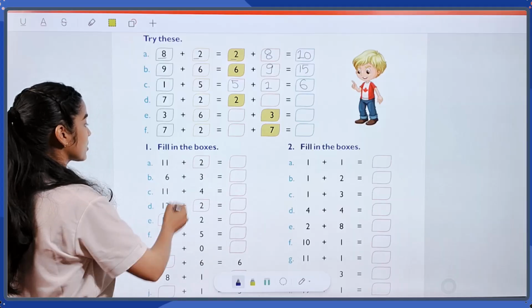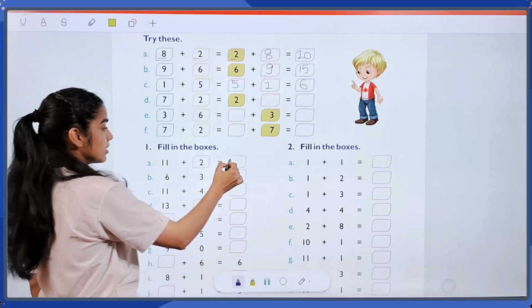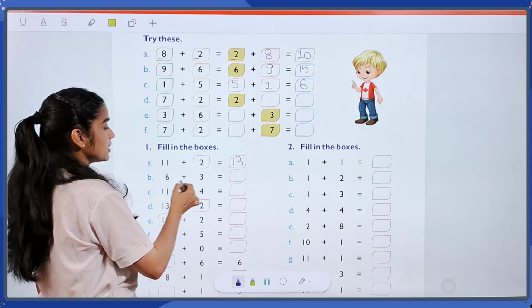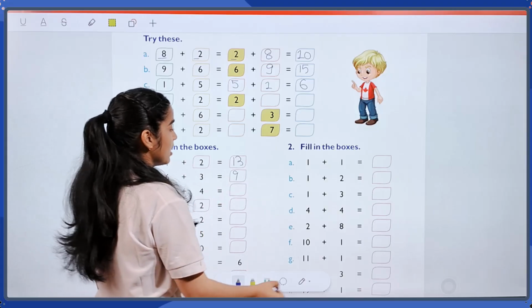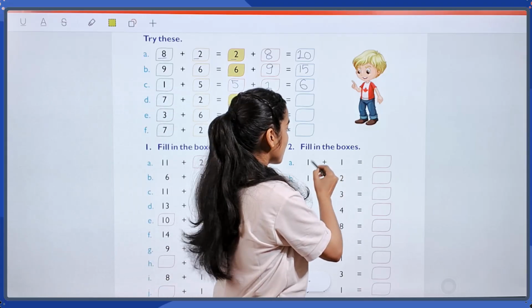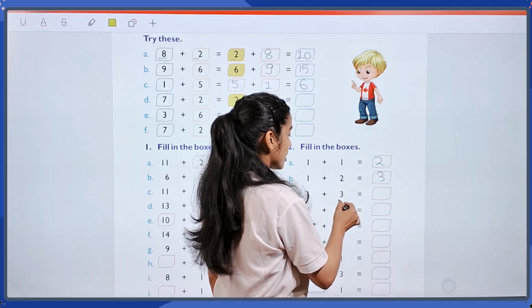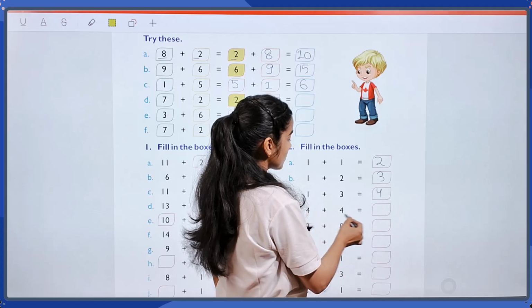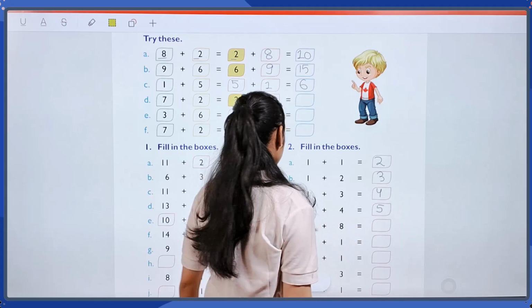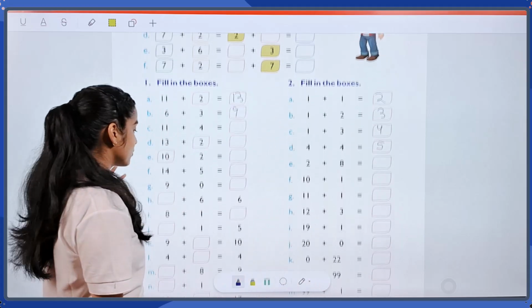Now filling the boxes. 11 plus 2 is 13. 6 plus 3 is 9. Now 1 plus 1, what comes after 1? 2. What comes after 2? 3. What comes after 3? 4. What comes after 4? 5. In the same way you can solve the rest of the questions you have.